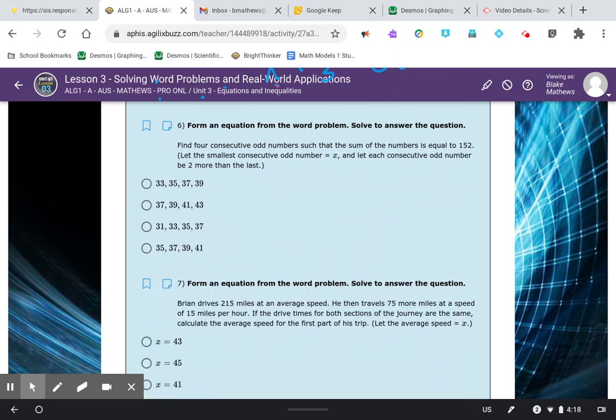Form an equation from the word problem. Solve to answer the question, okay? Find 4 consecutive odd numbers such that the sum of these numbers is equal to 152. I'm not even going to have you do an equation for this one. You just need to find out which ones of these 4 options add up to 152.